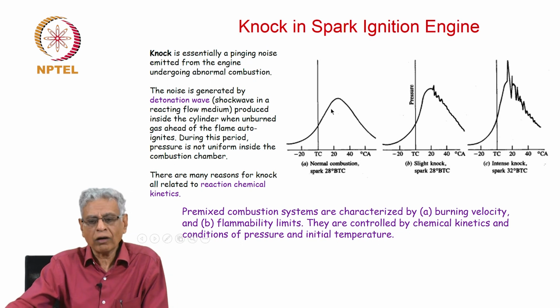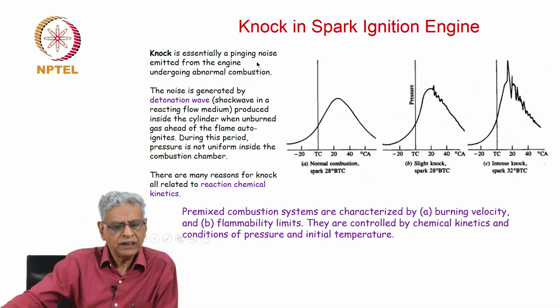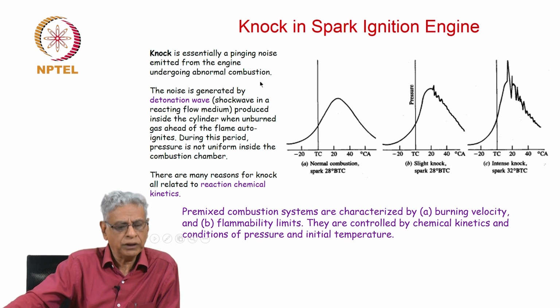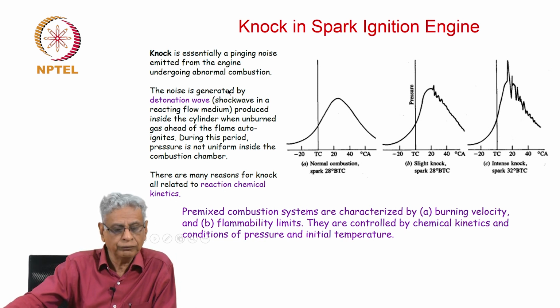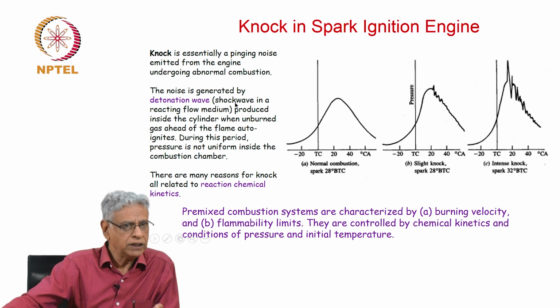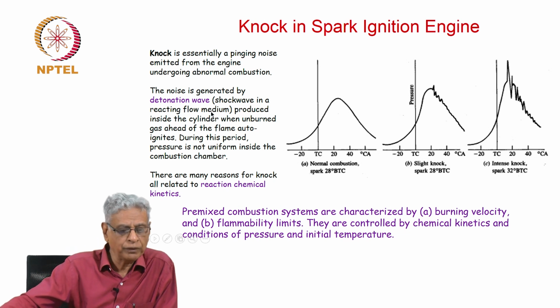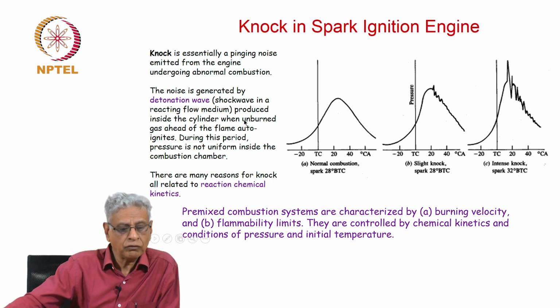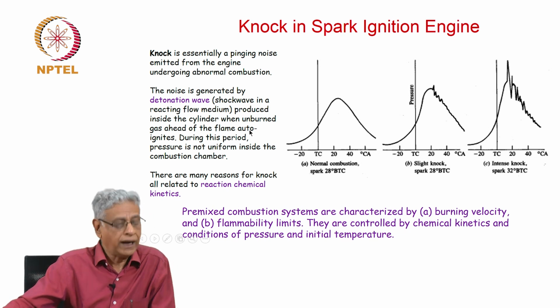There is a feature called knock in spark ignition engines. It is essentially a pinging noise emitted from the engine undergoing abnormal combustion, and you will find the pressure has lots of fluctuations during the process of combustion. The noise is actually generated by what is called a detonation wave, which we do not really discuss in this course. It is essentially a shock wave in a reacting flow medium, which is produced inside the cylinder when unburned gas ahead of the flame auto ignites.